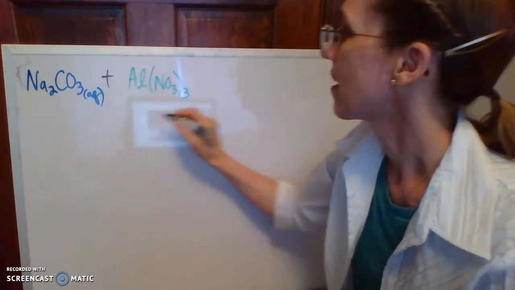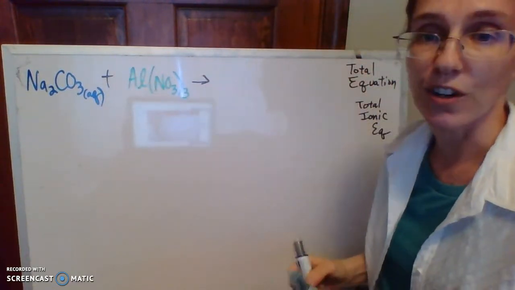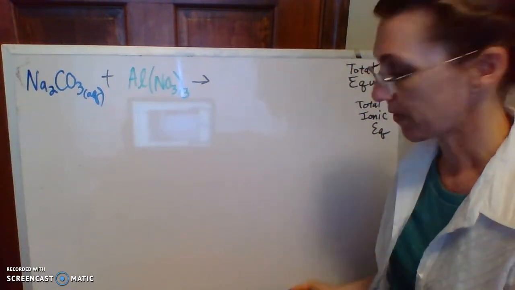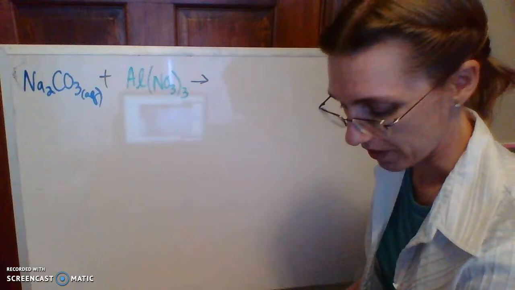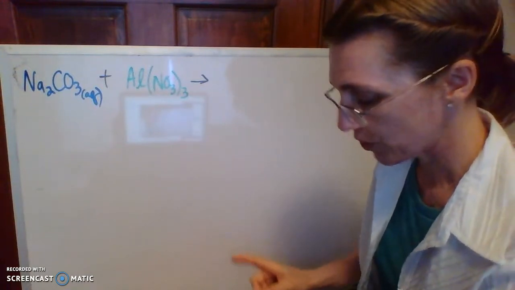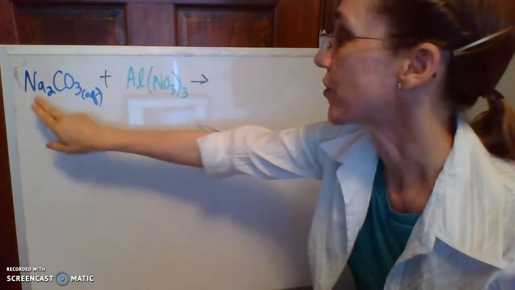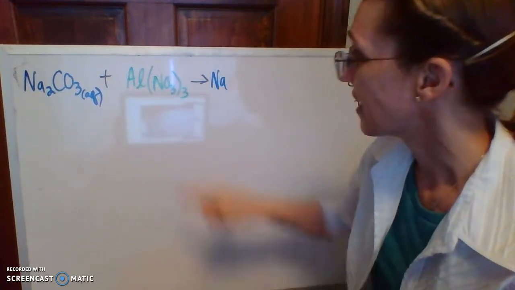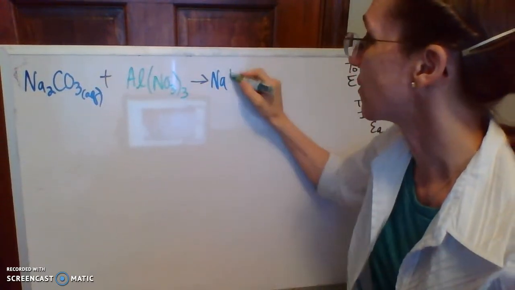Okay. And we're asked for the total equation, total ionic equation, and the net ionic equation. So let's go ahead and go through each one of these. Again, the first step is to flip the partners. So the sodium now all of a sudden gets the nitrate, the negative guy over here.